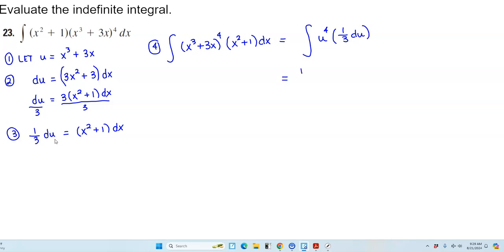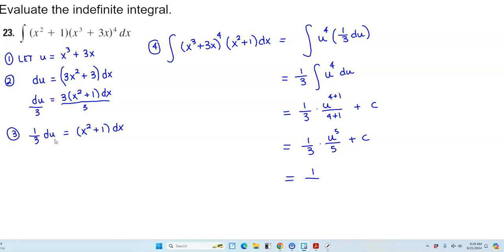Okay, now we're going to factor out the constant, which is 1/3, and we have the integral of u to the fourth du. Now we're going to take the antiderivative of u to the fourth. The antiderivative is going to be u to the 4 plus 1 over 4 plus 1, plus c. So we get 1/3 times u to the fifth over 5, plus c. And so we end up getting 1 in the numerator, 3 times 5 is 15, times u to the fifth plus c.